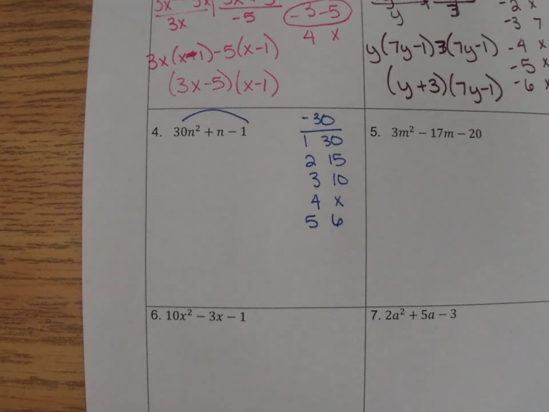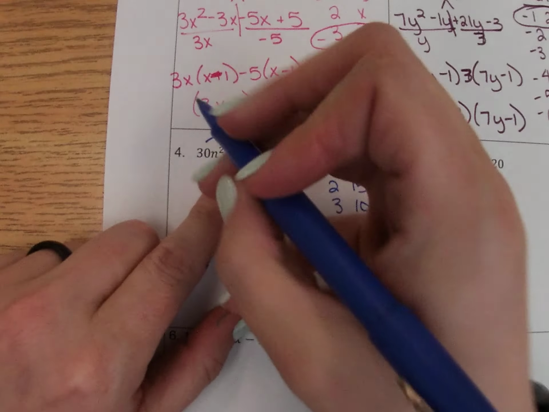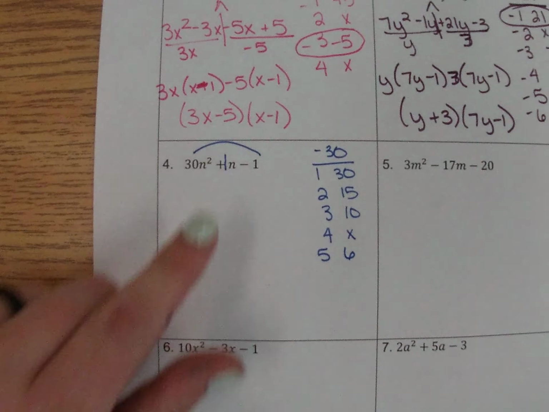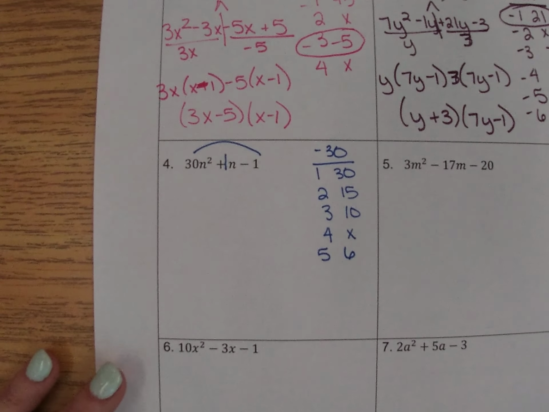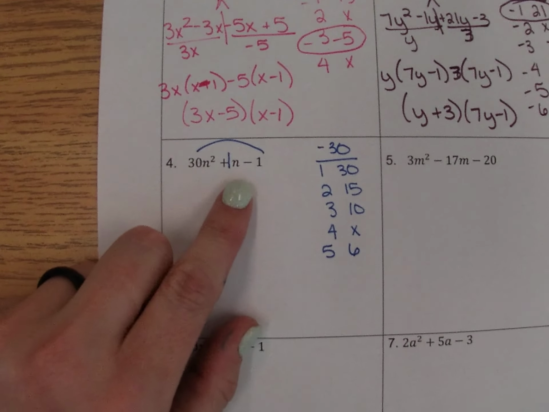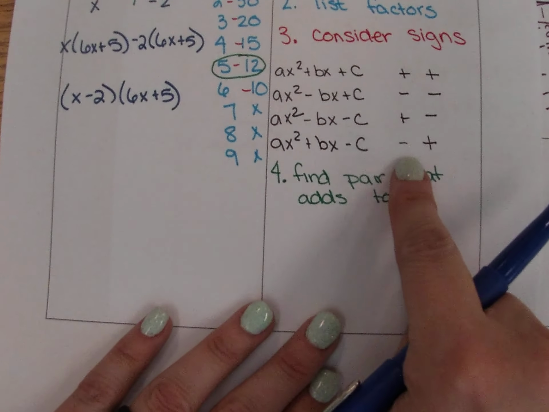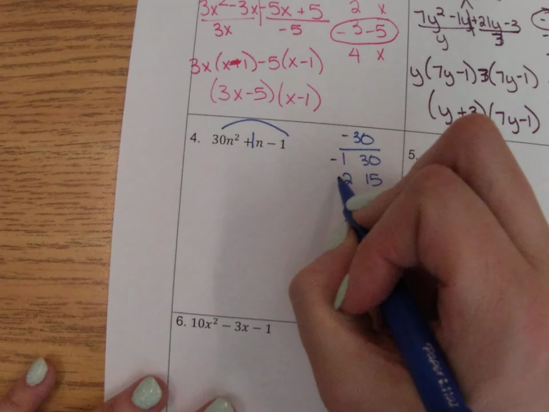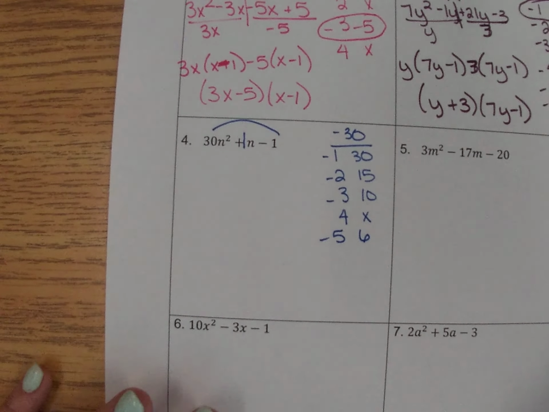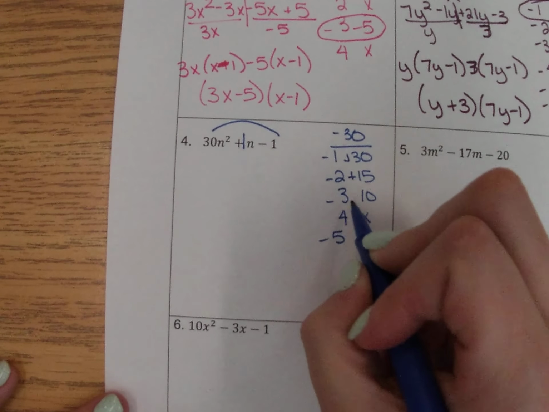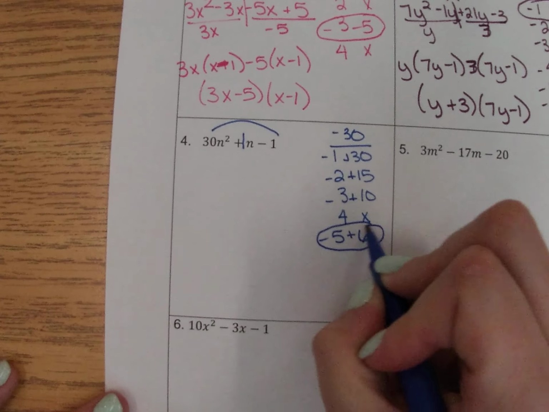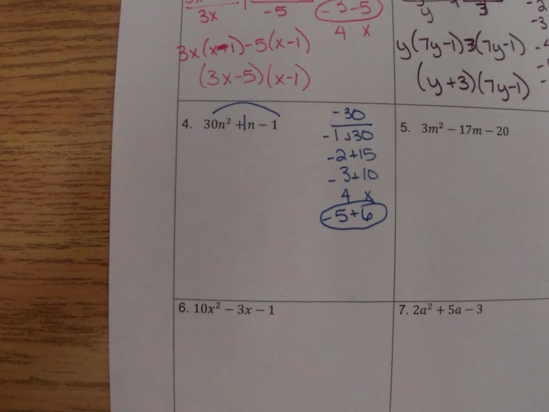And now, things to remember. I don't see a number in front of this n, so in front of this n is really a 1, so I need to add up to positive 1. Right, my signs on this are a plus followed by a minus. So again, if I'm looking at my list over here, a plus followed by a minus means my smaller one is negative, my larger one is positive, and I need it to add up to positive 1, which is going to be this set here.